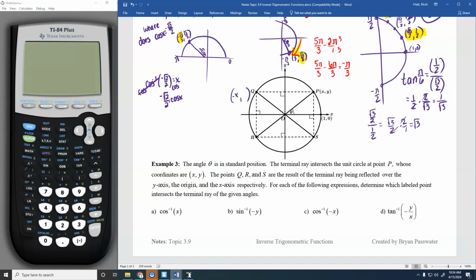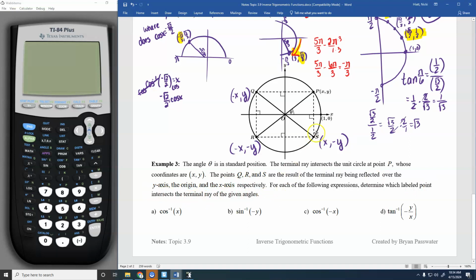Negative x, y, right? If we flip that over the y-axis, we're going to have a negative x coordinate here, a positive y coordinate. What will we get for R? Negative x, negative y. What about for S? X, negative y. Okay, so it's saying for each of the following expressions, determine which labeled point intersects the terminal ray of the given angle.